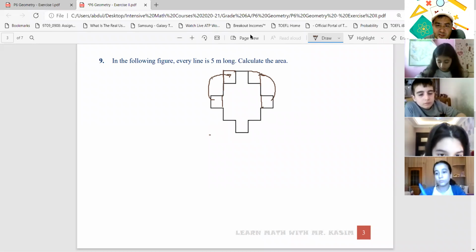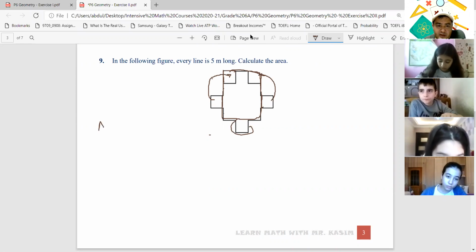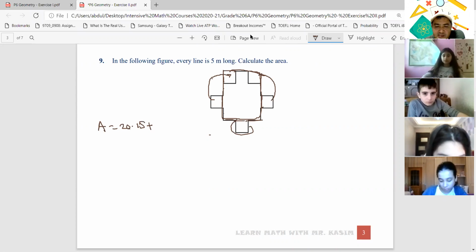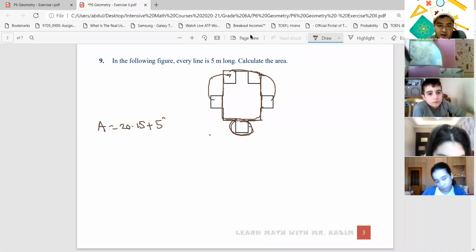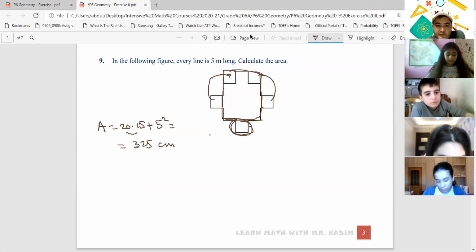Now what we have here, as you see, is a rectangle, plus one more piece just outside. Now the rectangle is 1, 2, 3, 4, so the area is 4 times 5, 20, and the width is 1, 2, 3, so 3 times 5 is 15. Plus I need to add one more square. Its area is 25, so this one is 300 plus 25, 325 cm squared.